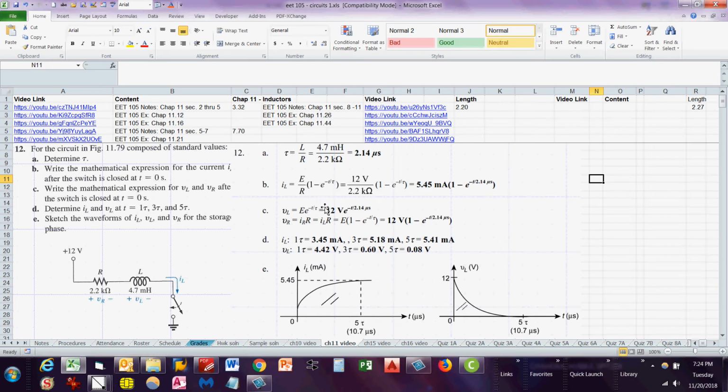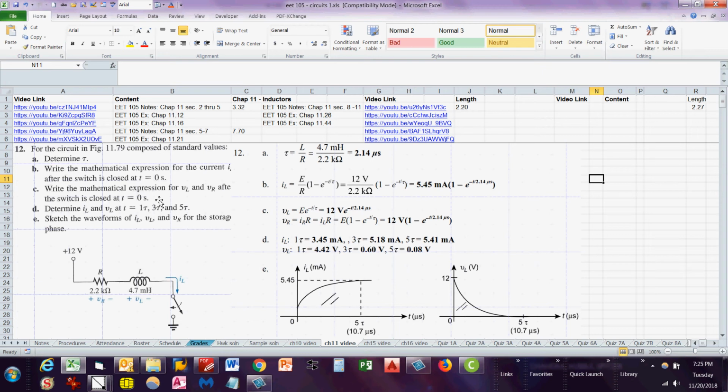Here's the formula for the storage. I sub L equals E over R times the quantity 1 minus E to the minus T over tau. E is 12, R is 2.2K. That's the total resistance. If there was more than one resistor in here, you'd have to figure out what that is. So then it's 5.45 milliamps times 1 minus E to the minus T divided by 2.14 microseconds.